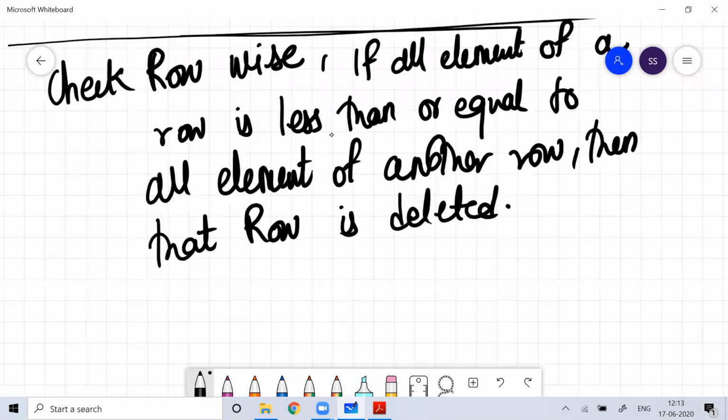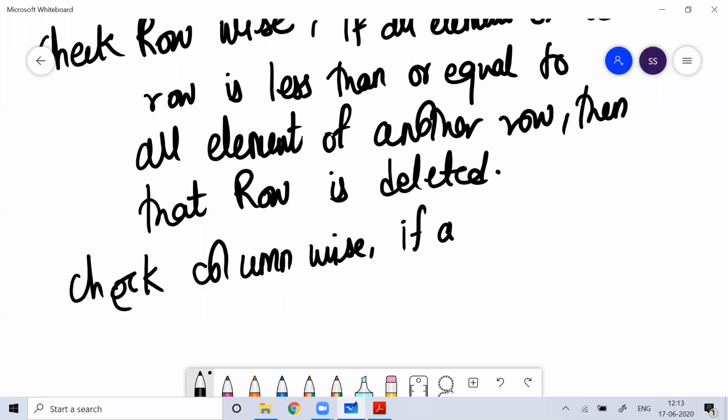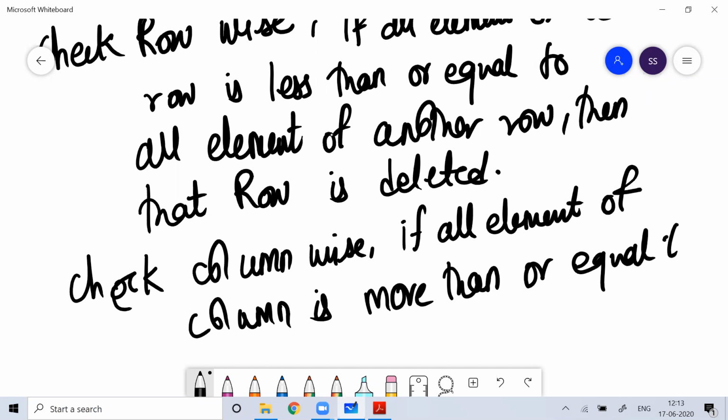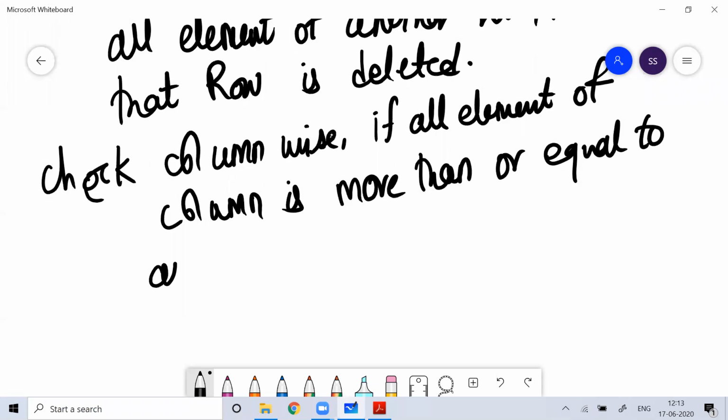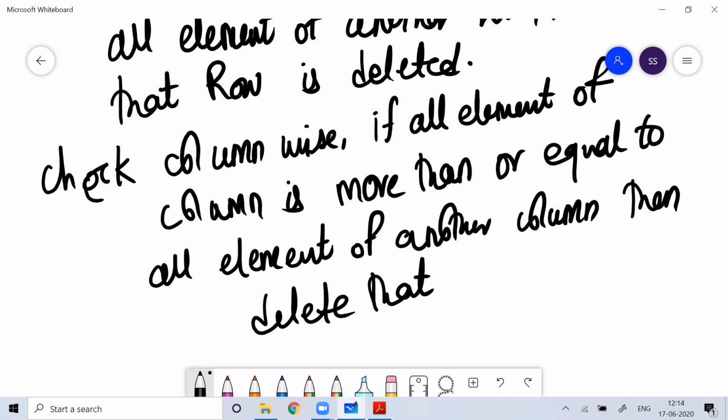Okay, then similarly you have to do the work column wise. When you check column wise, if all the elements of a column are more than or equal to all the elements of another column, then delete that column.